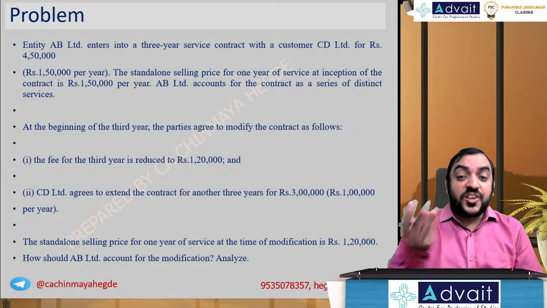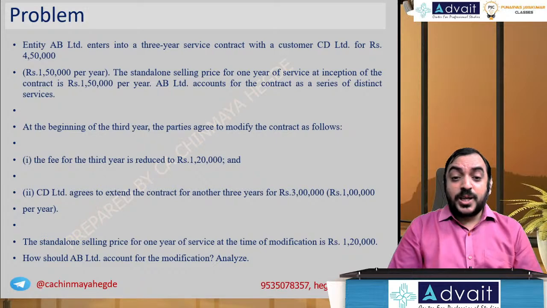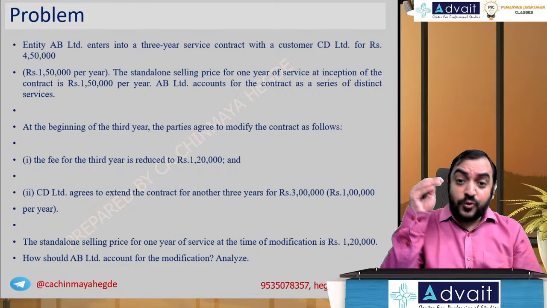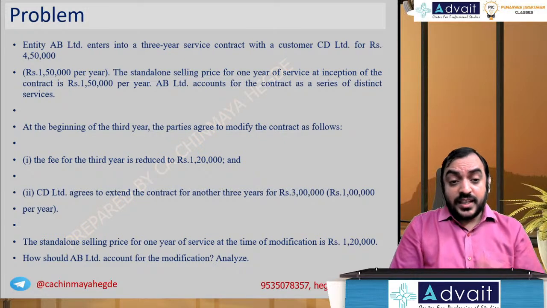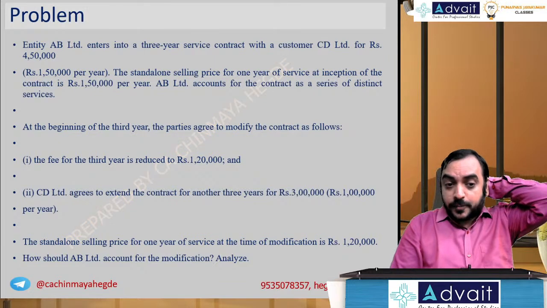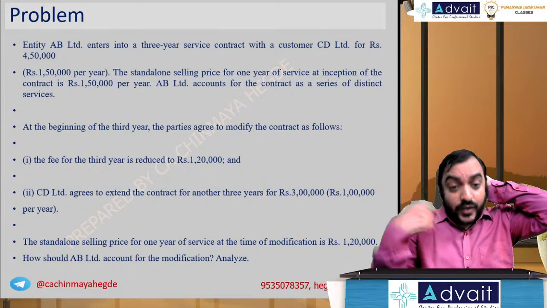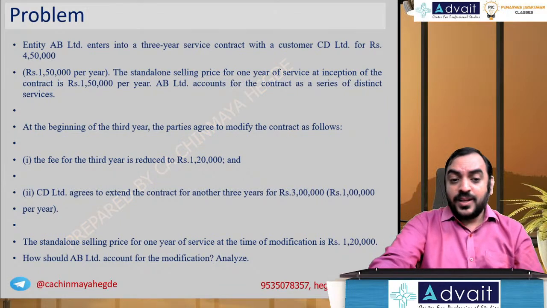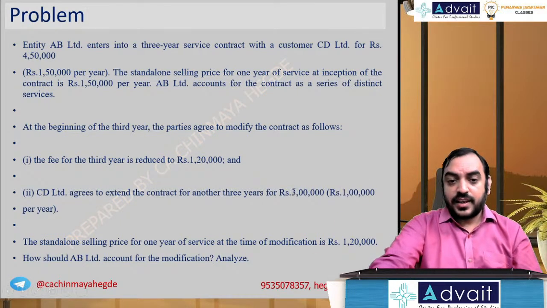At the beginning of the third year, the parties agreed to modify the contract as follows. Fee for the third year reduced to 1,20,000. CD Limited extends the contract for another 3 years, 3 lakh, 1 lakh per year. Standalone selling price for 1 year at the time of modification is 1,20,000. How should AB Limited account for the modification? Analyze.